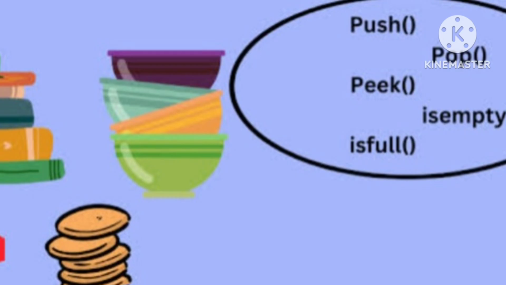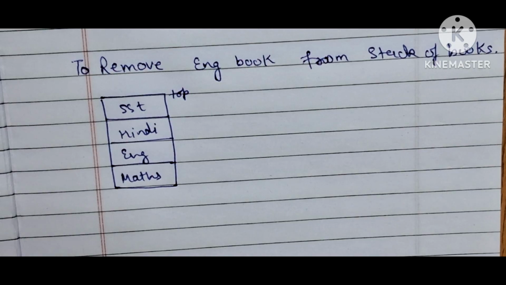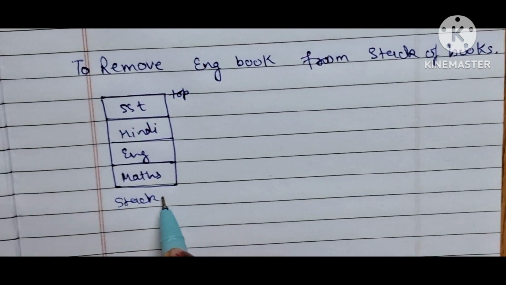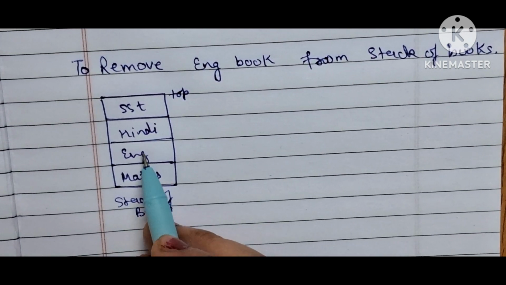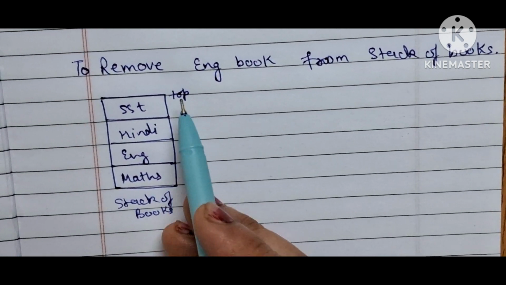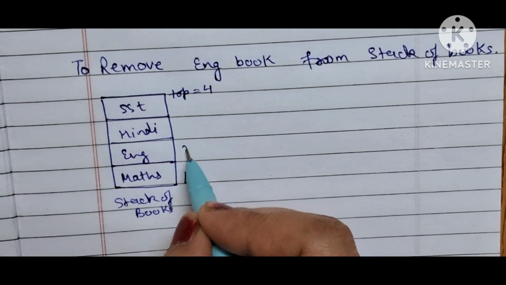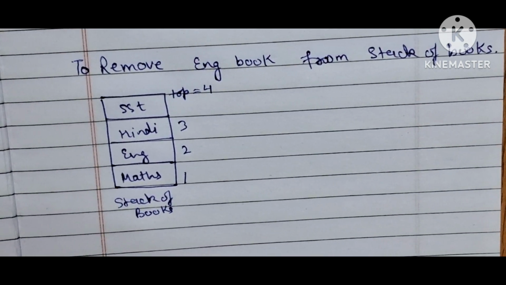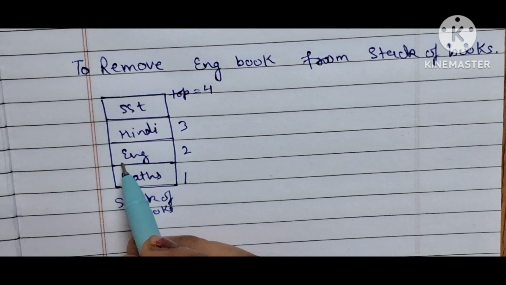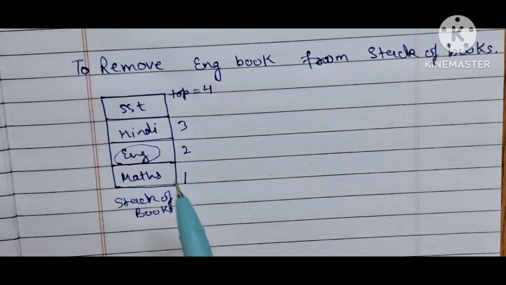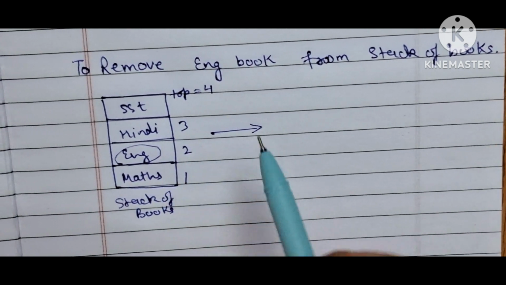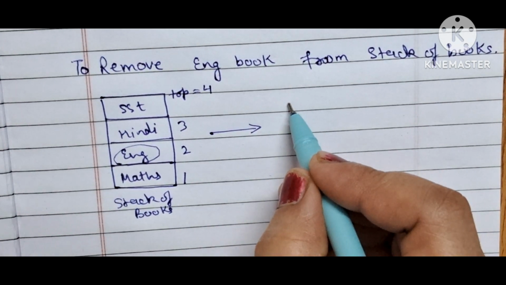Now let us understand the pop operation on the stack. To remove or pop out an element from the stack, we consider again the example of the stack of books. Now I have 4 books on the stack and my top pointer is 4, that is 1, 2, 3 and 4. Now I have to take out the English book. For that I first have to remove or pop the SST book from the stack.